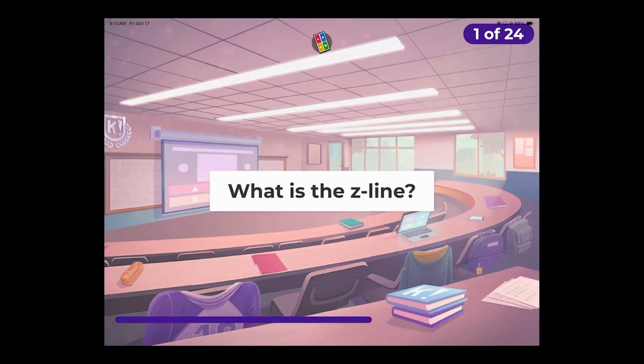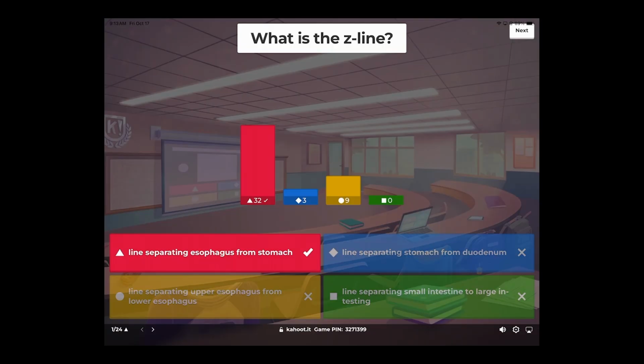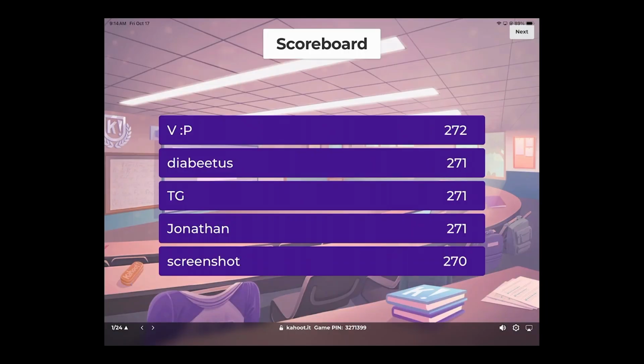Okay, what's the Z line? Okay, so what's this one? The esophagus to the stomach. Why is there a sharp demarcation there? What's the difference? Cell types. Remember, the esophagus does not like acid. Doesn't do well.